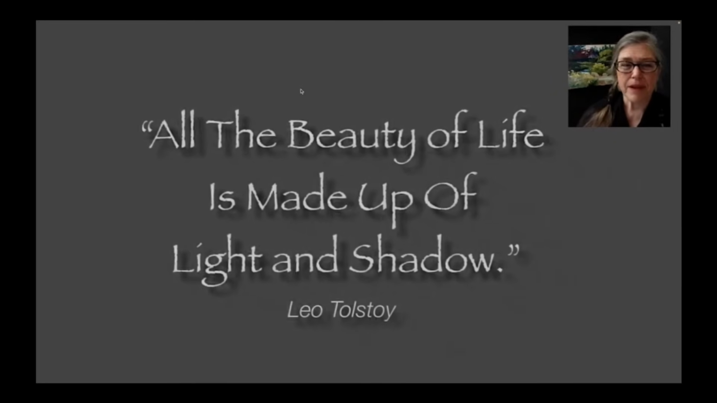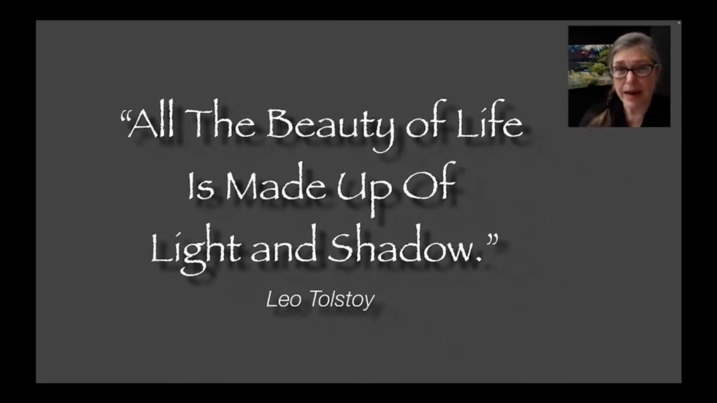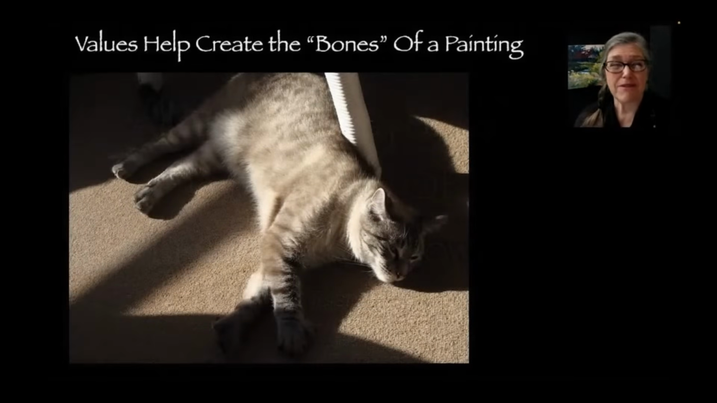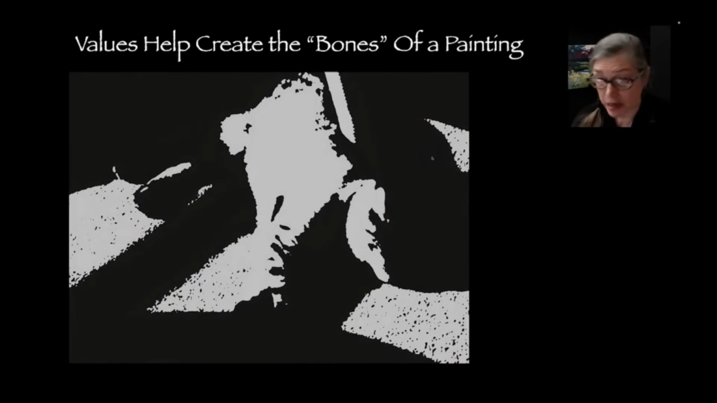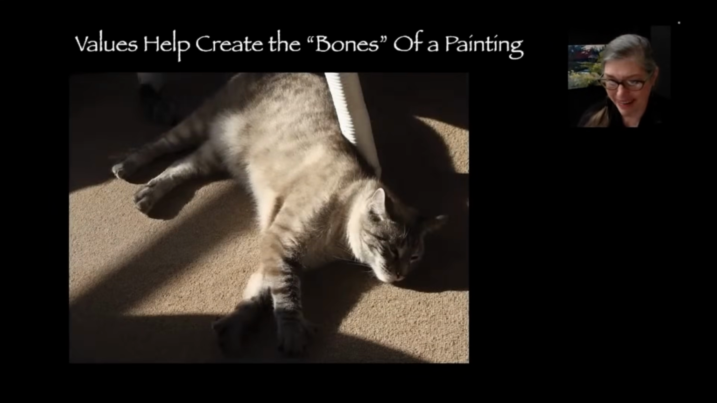Tolstoy says that all the beauty of life is made up of light and shadow. Let's see how that works in a painting. First of all, values help create the bones of a painting. This little photo of a cat, I'm going to simplify it so you can see just the darks and lights. And we can see that the dark values and the light values create abstract shapes that will create the underlying undercarriage of the painting, that will create the interest, the compositional impact of the painting that just a cat laying on the floor wouldn't have all by itself, as cute as that kitty might be.